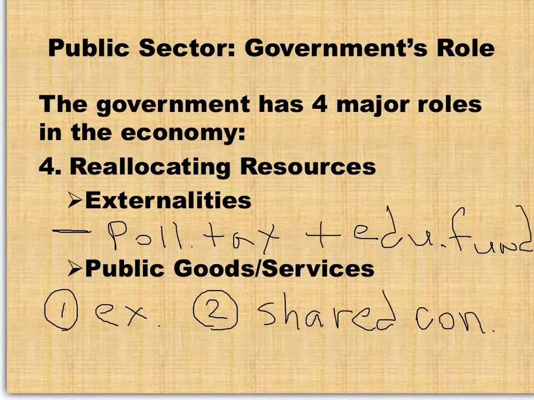If it's a finite, tangible good, like food, well then that's excludable. You can exclude the non-payers from getting the food, and one person's enjoyment of the food means there's that much less food for someone else. So food is generally provided by private industry, whereas streetlights are public goods. Externalities and public goods. This is how the government, dealing with these, reallocates resources.